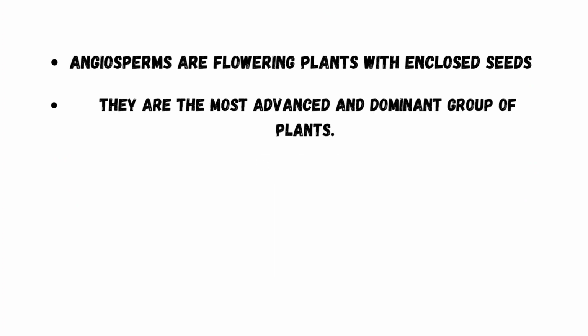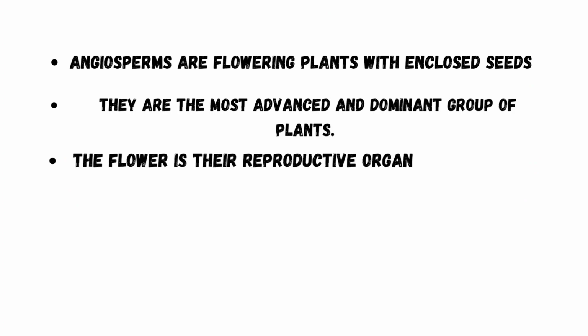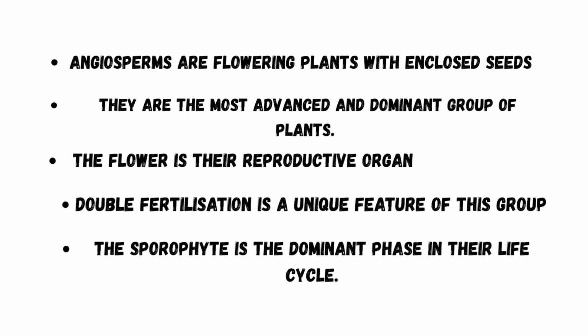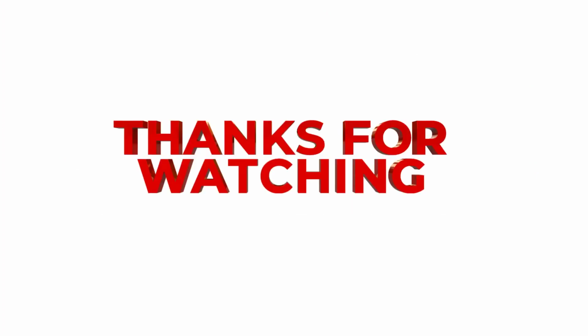Now let us revise quickly. Angiosperms are flowering plants with enclosed seeds. They are the most advanced and dominant group of plants. The flower is their reproductive organ. Double fertilization is a unique feature of this group. The sporophyte is the dominant phase in their life cycle. Understanding angiosperms is extremely important because they form the basis of the food supply and play a vital role in maintaining ecological balance.